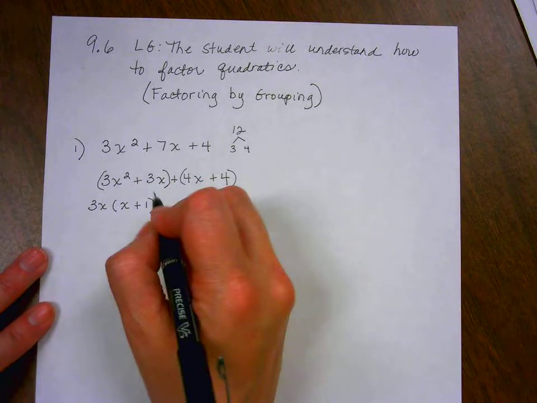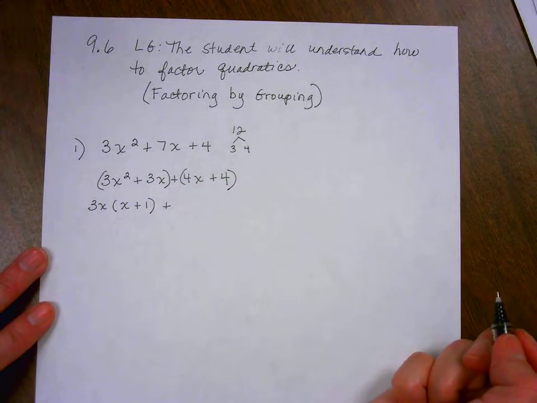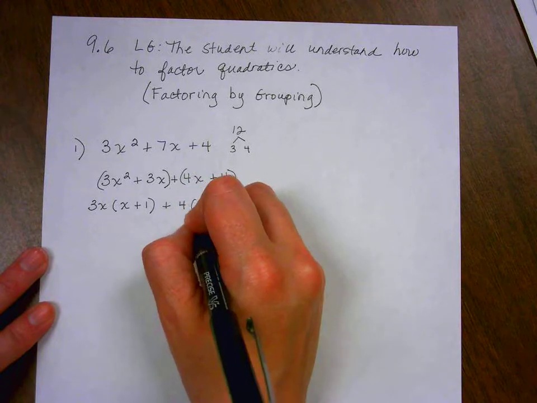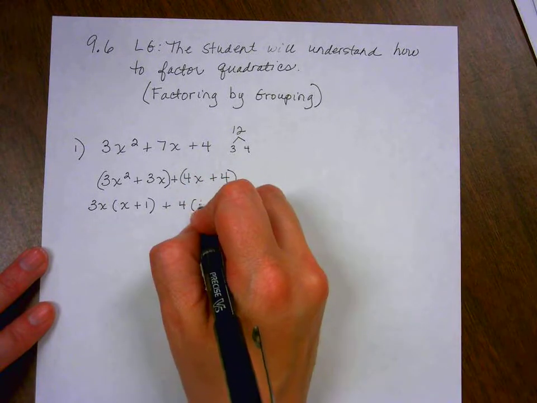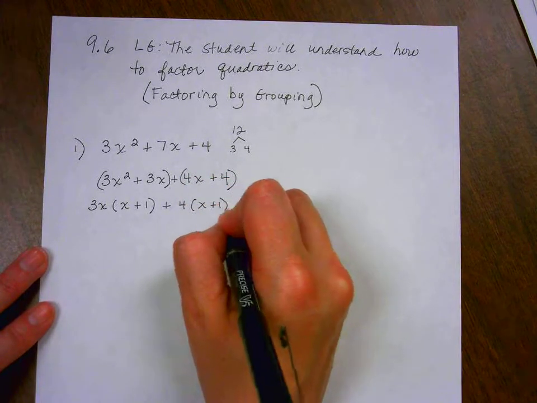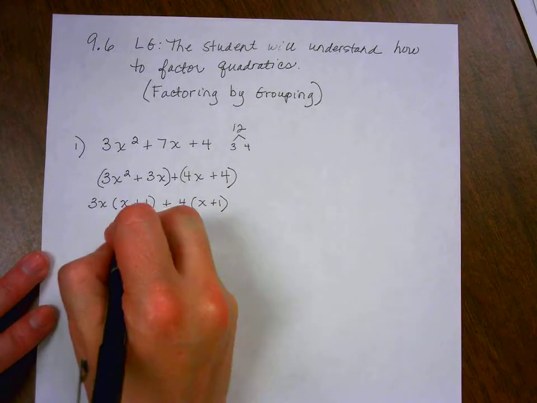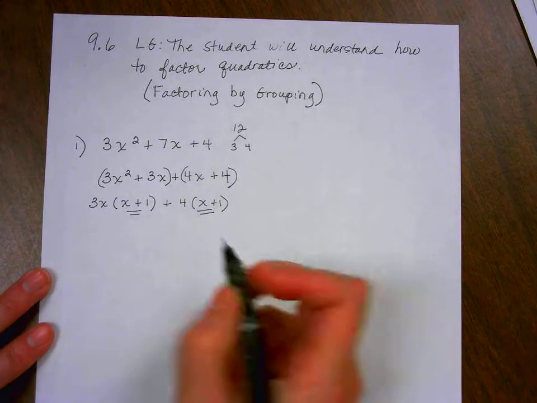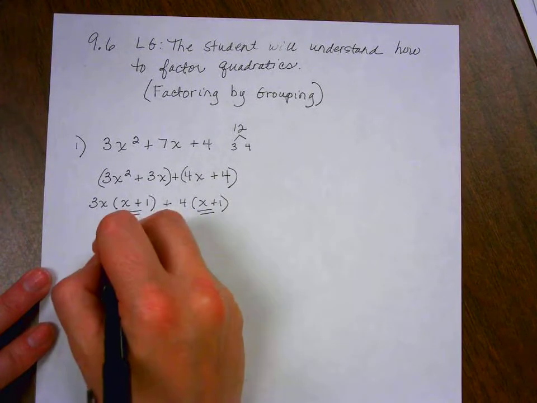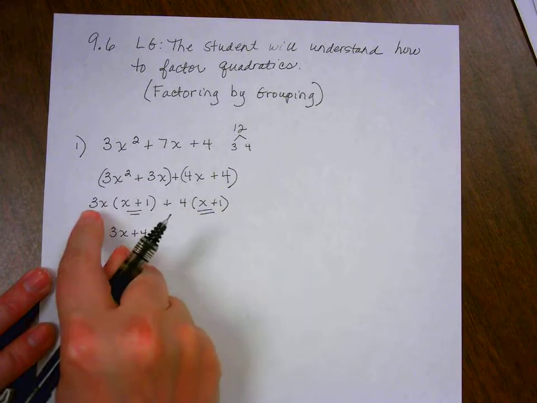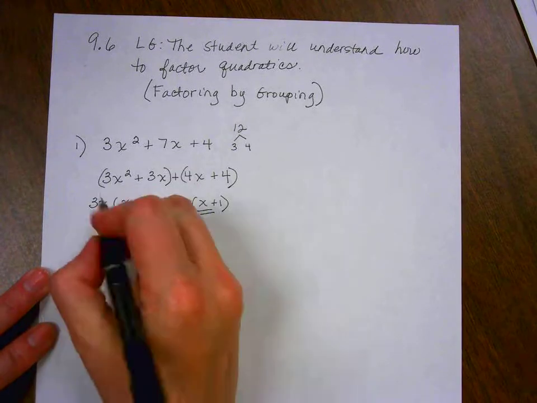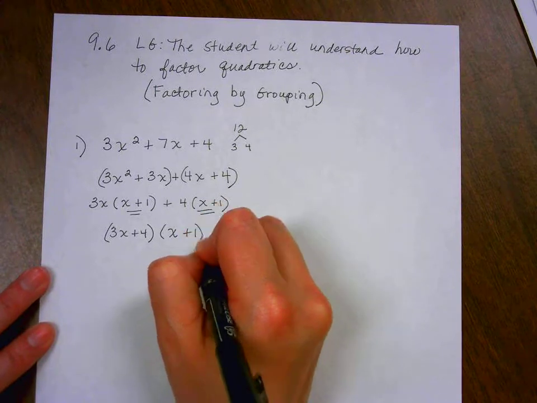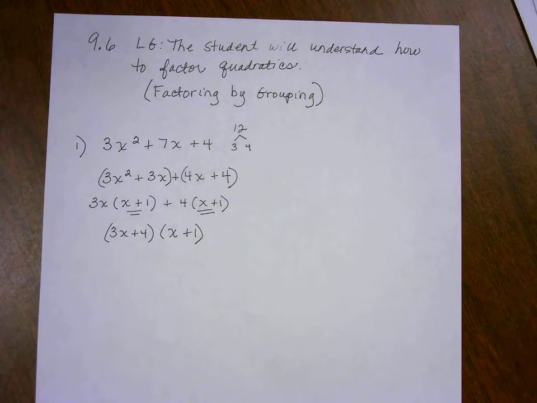Okay, then plus, is there anything I can pull out of the second set? 4. I can pull out a 4, right? So I pull out a 4, and what do I have left here? x plus 1, which is the same. So here's what I'm going to do. I'm going to just regroup this and say 3x plus 4. So I'm taking this 3x plus 4, and then the x plus 1. And I just factored it.